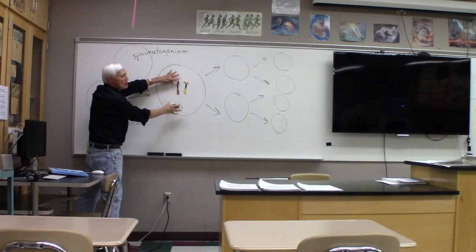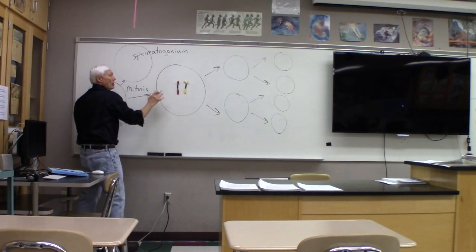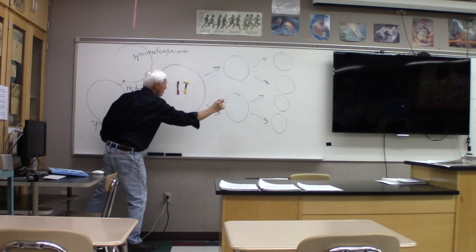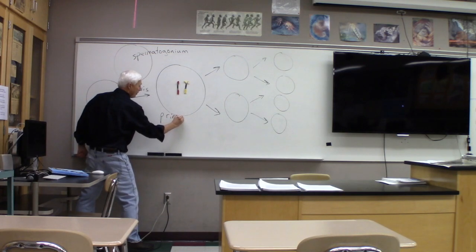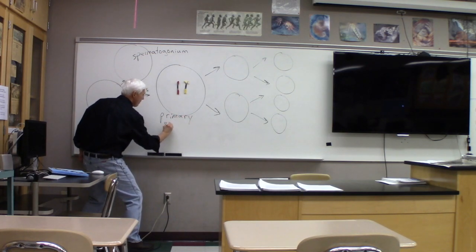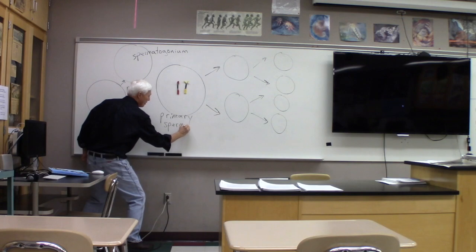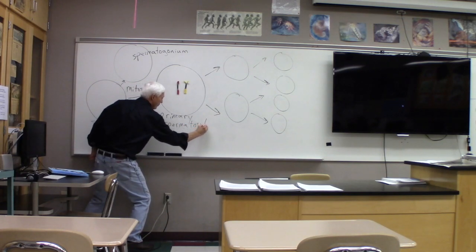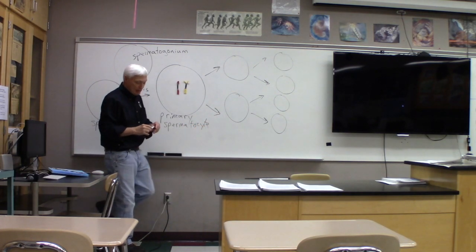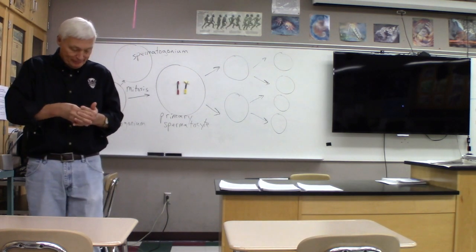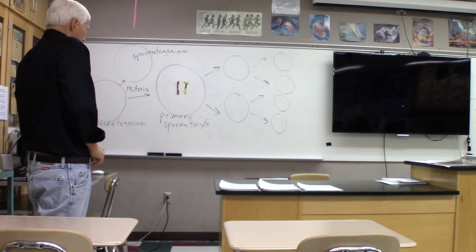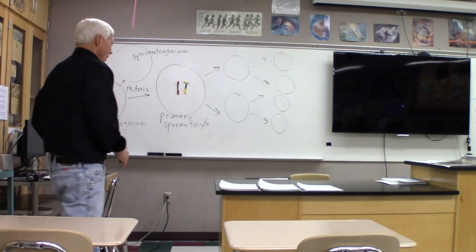And this cell is just like it, only we give it a different name because it's going to go through meiosis now and make 4 sperms. This cell is called a primary spermatocyte. That's the name of that cell. Primary spermatocyte. Okay.